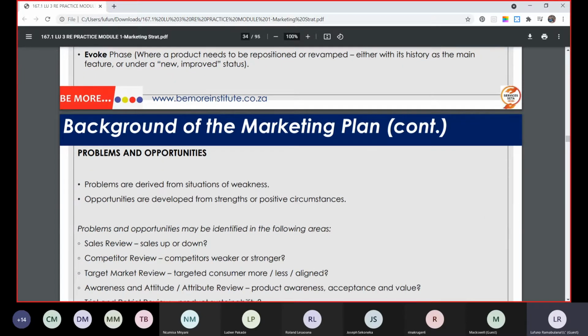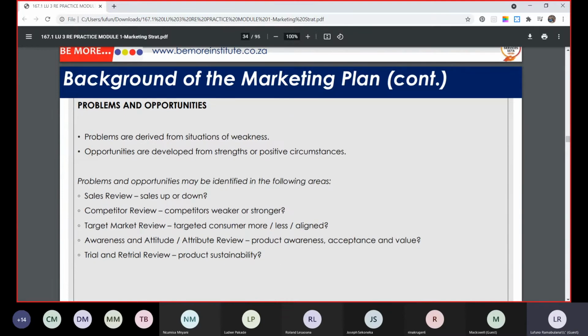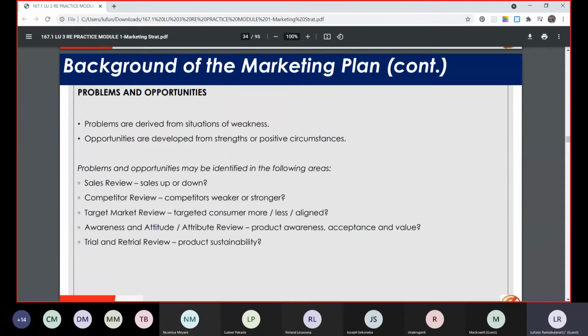Problems and opportunities. Your problems are derived from situations of weakness. Opportunities are developed from strength or positive circumstances. Problems and opportunities may be identified in the following areas. Your sales review: sales are up or down. Your competitor review: competitors are weaker or stronger.